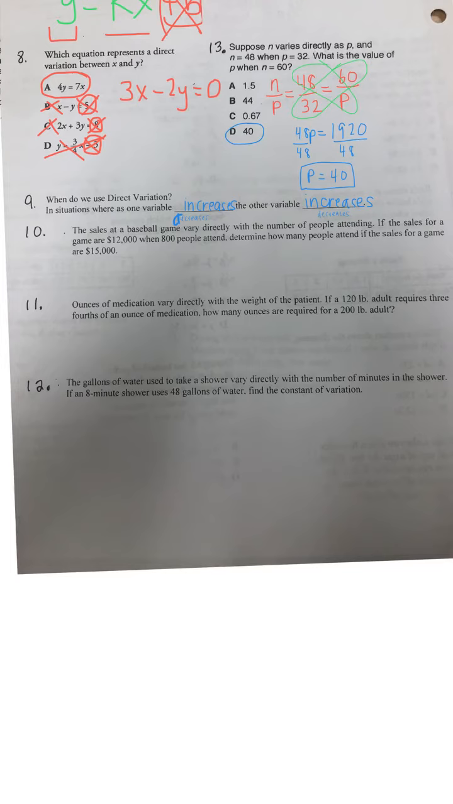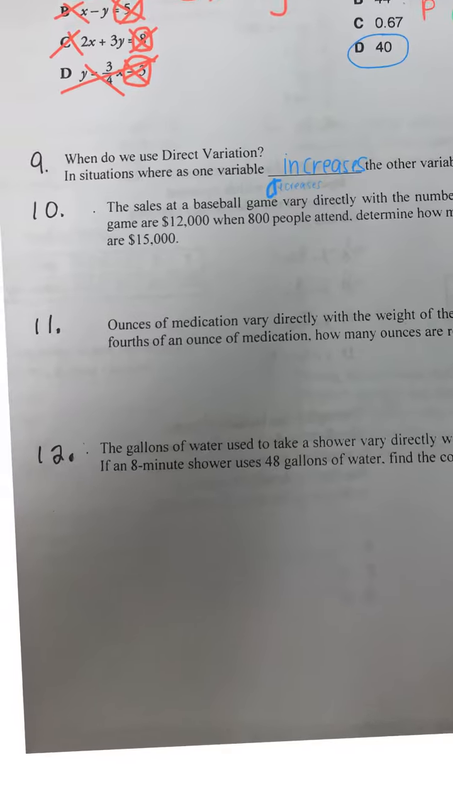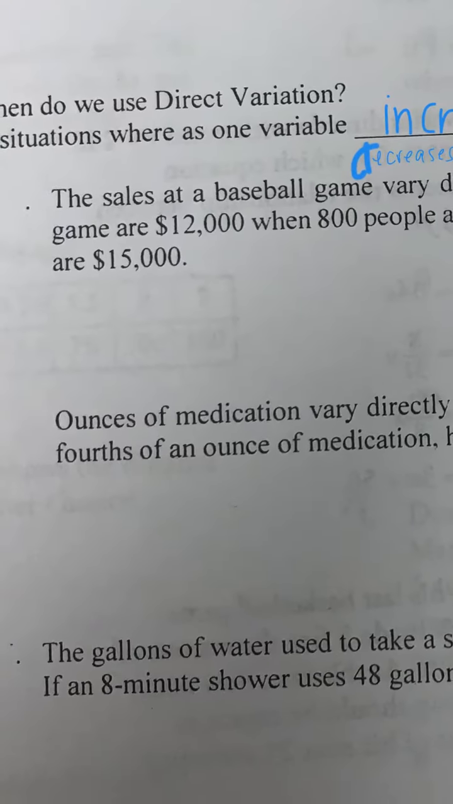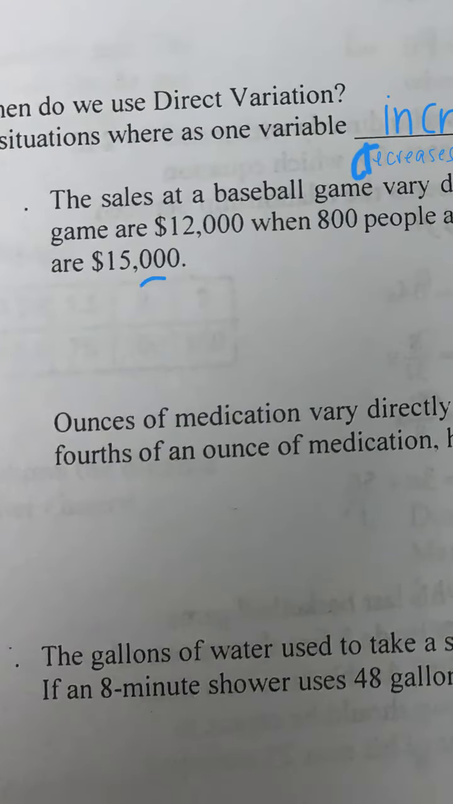Okay, the last three. The sales at a baseball game vary directly with the number of people attending. If the sales for a game are 12,800 people attend, determine how many people attend if the sales for the game are 15,000. Okay, so we had to talk about the two things that they tell us. So the two things are sales over people.